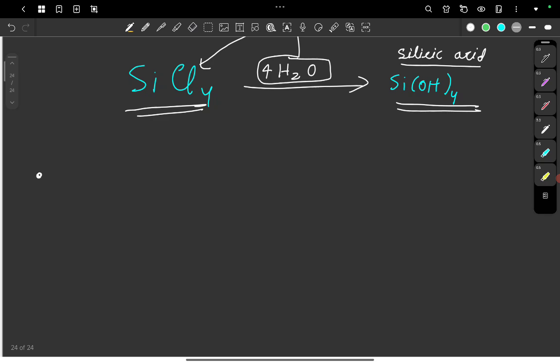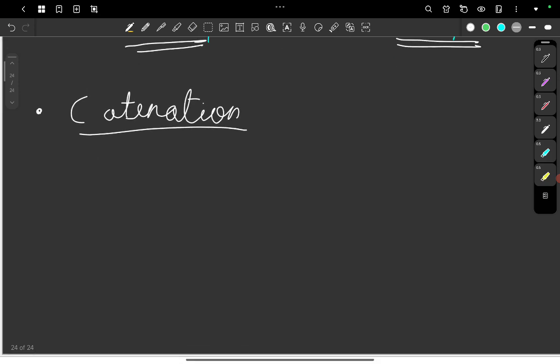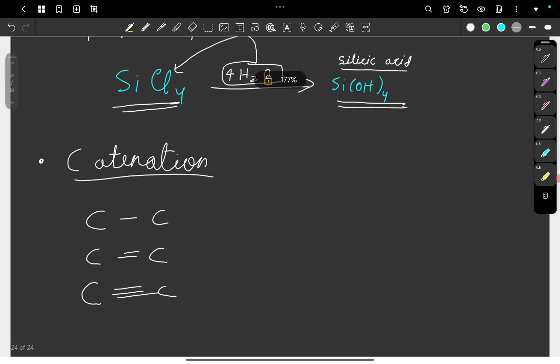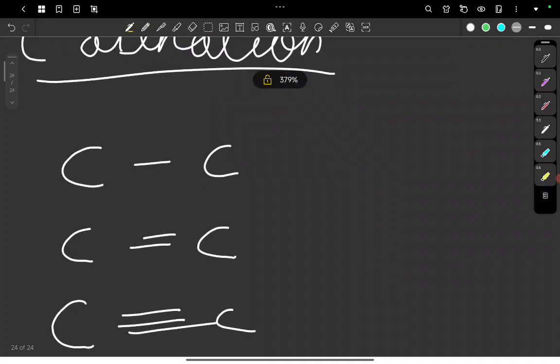Now, let's talk about catenation. What is catenation? Catenation, as you know, is basically the tendency of an element to form bonds with itself, like carbon-carbon. Basically, it is the tendency to form bonds with other atoms of its same family. So if it is a single bond, it says, wow, I like this person, let's make another bond. Basically, it is loyal, right? That is the best way to explain it to you guys. It is way too loyal, so it just makes bonds with itself.